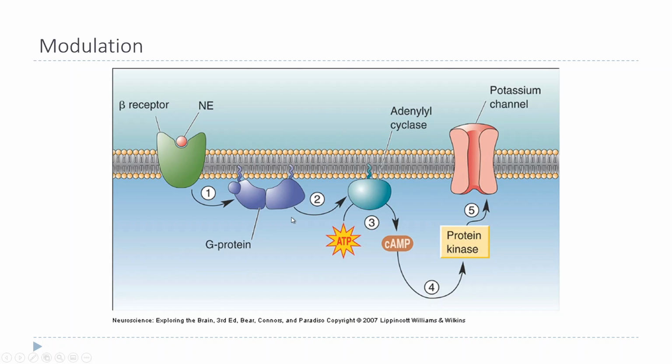Now, one last thing to say about synapses before we finish this chapter is this idea of modulation. Up until now, we've been talking about excitatory and inhibitory synapses. Excitatory synapses by definition produce EPSPs. Those are temporary depolarizations of the membrane that have the ability to produce action potentials. Inhibitory synapses make IPSPs. Those are temporary hyperpolarizations of the membrane that prevent action potentials.